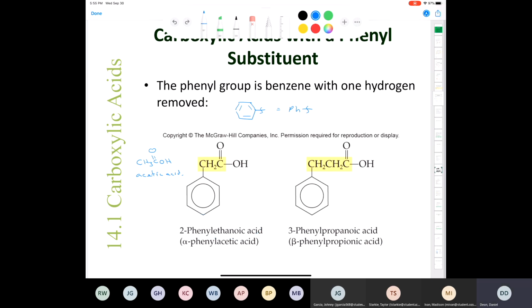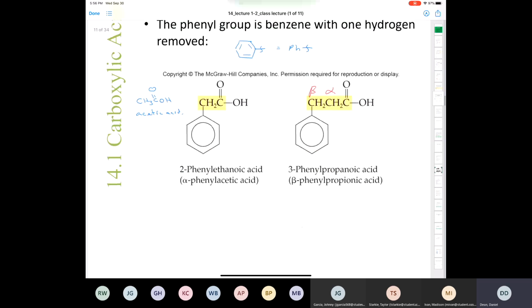If we want to give it the common name, of course, this is the alpha position, like that. So it would be alpha phenylacetic acid. Same thing applies here. We have propanoic acid. If we have a phenyl group at carbon 1, 2, 3, that would be 3-phenylpropanoic acid. Or if you want to give it the common name, we have alpha and we have beta here. It would be beta phenylpropionic acid. All right, so a lot of nomenclature here.